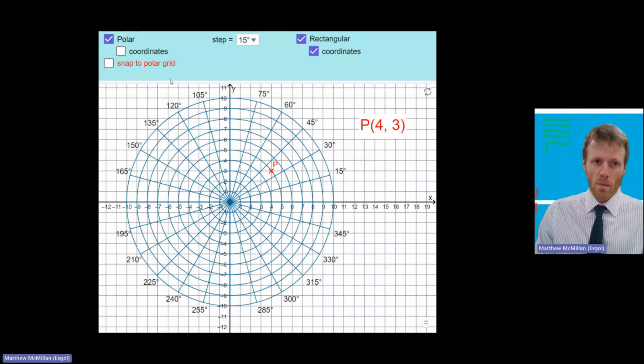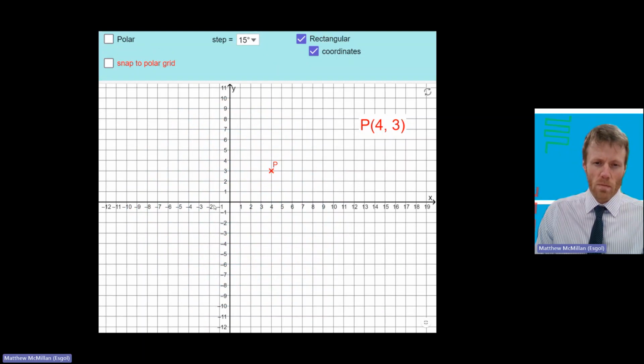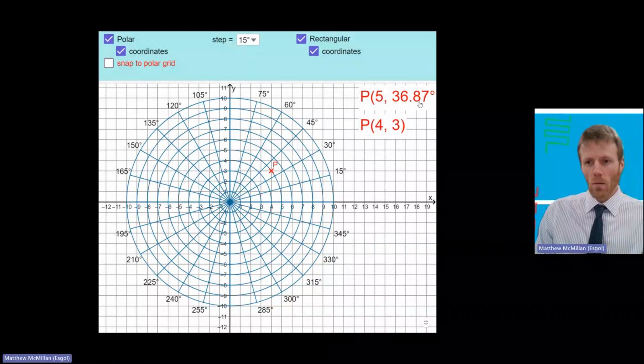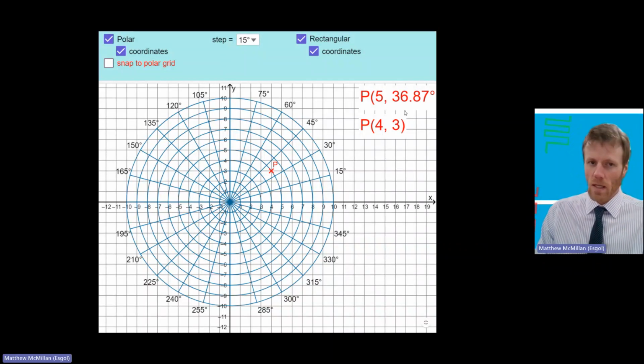So the way that polar coordinates work is that we want the radius, so how far to get to point P. Now I've carefully chosen point P, 4 units along and 3 units up, so it's a Pythagorean triple. That means our radius must be 5. And then the angle to get around to point P, it's not such a nice angle, 36.87 degrees. But this is us converting from Cartesian to polar.